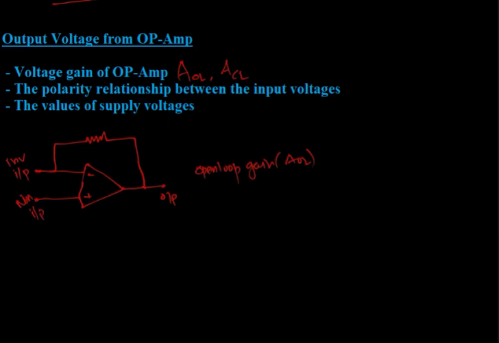Then the output and input will be out of phase, or 180 degrees out of phase, so the feedback voltage will again be reduced, which is called the closed loop gain, ACL.